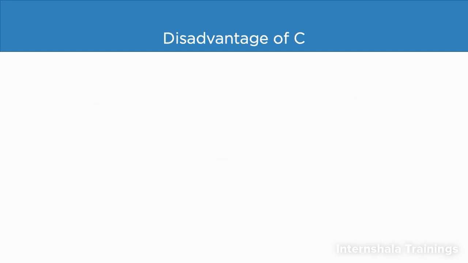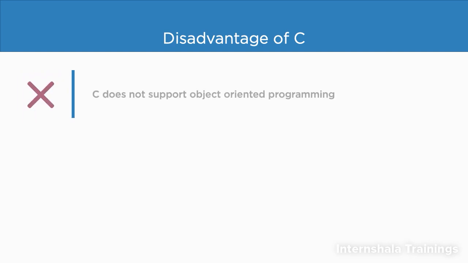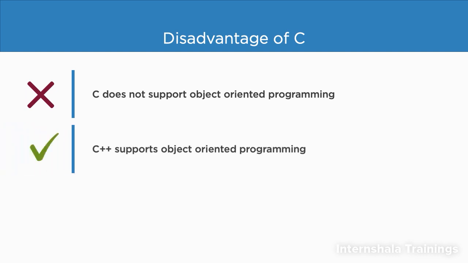Now, since C is a very old language, it lacks the capability to support object-oriented programming. But its shortcoming is fulfilled by C++ language, which supports object-oriented programming. Now, what is object-oriented programming? Well, we will explore it later when we will explore C++ in this training. So for now, please don't worry about it.